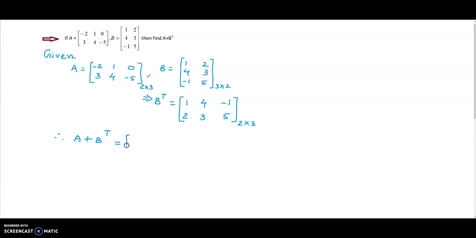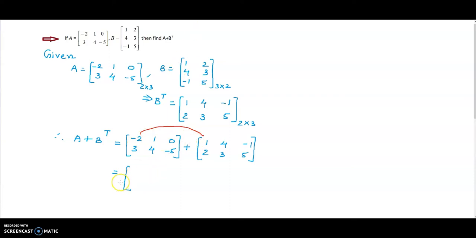So let us write both the matrices here. This is matrix A -2, 1, 0, 3, 4, -5 plus the matrix B transpose 1, 4, -1, 2, 3, 5. So we are adding both these matrices. Addition is done purely on the basis of adding corresponding elements. So we need to add the corresponding elements. The first element of the first matrix and the first element of the second matrix.